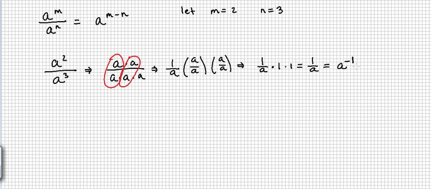So if we look at this here, we can see that if we plug this into our formula, a to the m minus n, here we have our m being 2, so 2 minus 3 is equal to a to the negative 1.